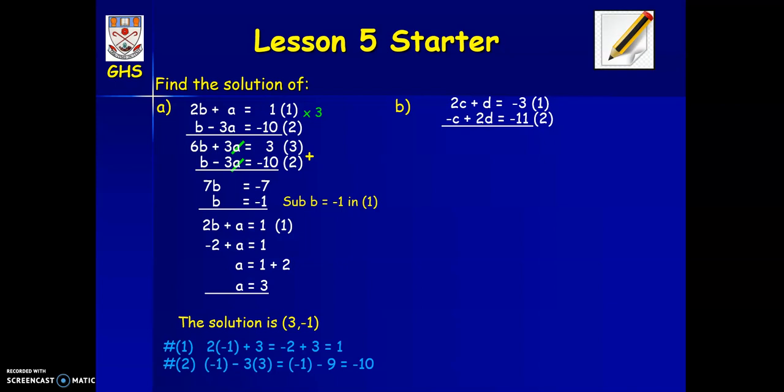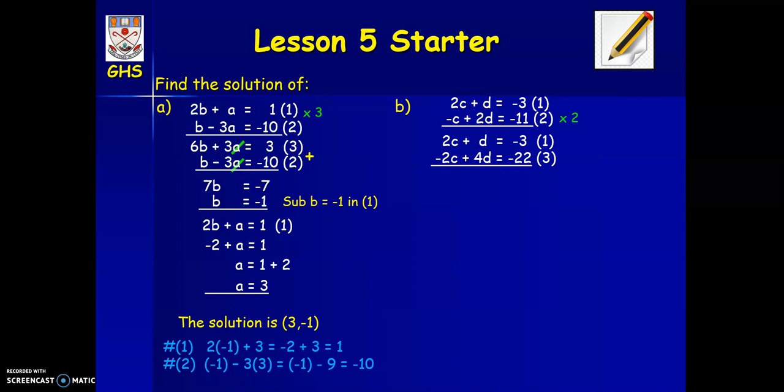If we look at example B, this time we have 2c plus d equals negative 3, and negative c add 2d equals negative 11. Again, we are looking for the same amount of c or d in each equation and opposite signs. We have the opposite signs in the c term this time, so we need to multiply equation 2 by 2. Equation 1 remains the same, but equation 2 becomes negative 2c add 4d equals negative 22.